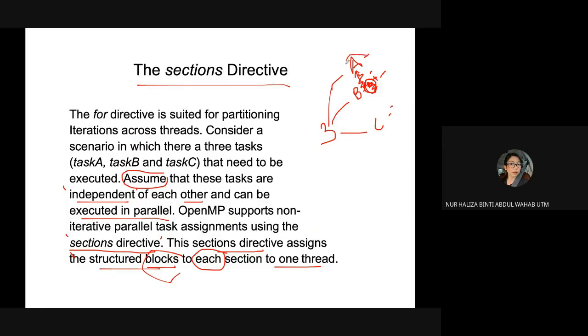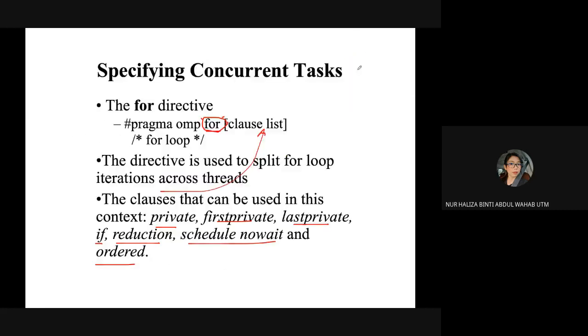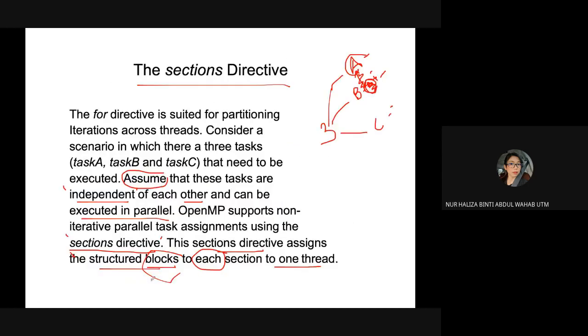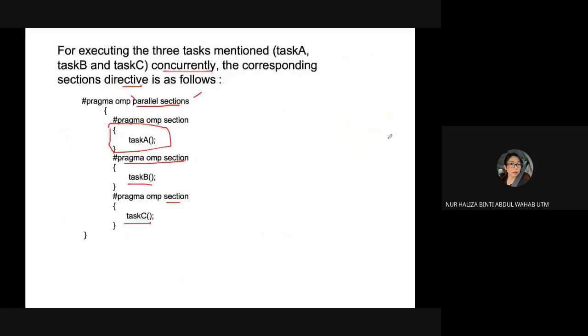If it is only one single task, you can use single also, because it is a block, but it is for a single thread. But if you have several, like this one, where you have A, B, C, you're going to use pragma section. Then you can combine several sections together.